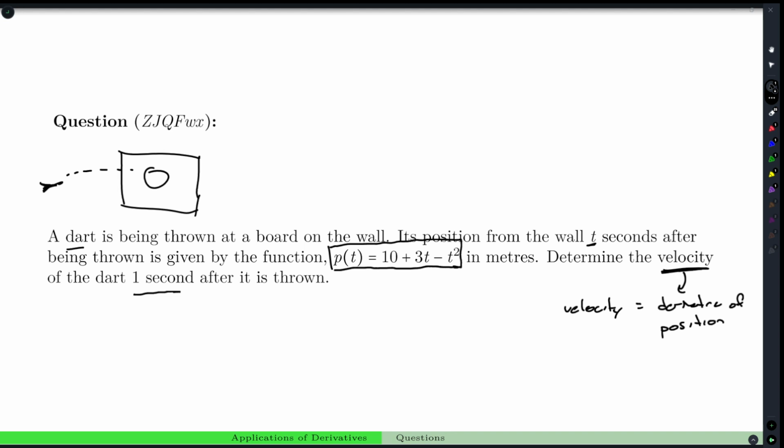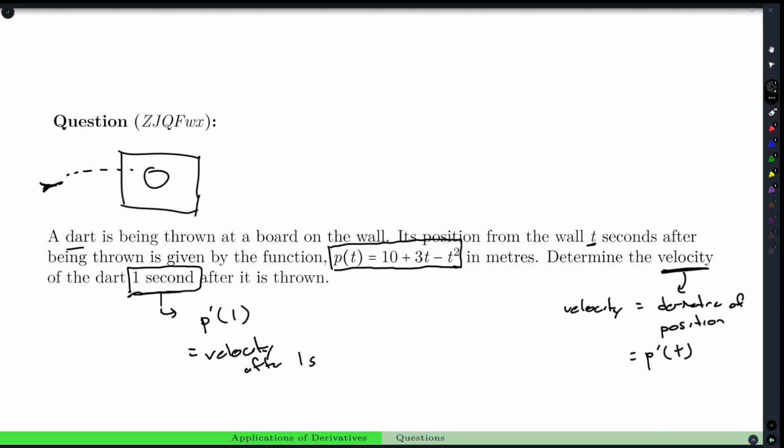Okay, but they don't want a formula for the dart's velocity. They didn't ask me for that. We want to specifically calculate the dart's velocity at a particular moment in time, 1 second after the dart is thrown. So the velocity is going to be p prime at t. We specifically want p prime at 1 second after the dart is thrown. That is going to be what we want. So that'll be the velocity after 1 second.